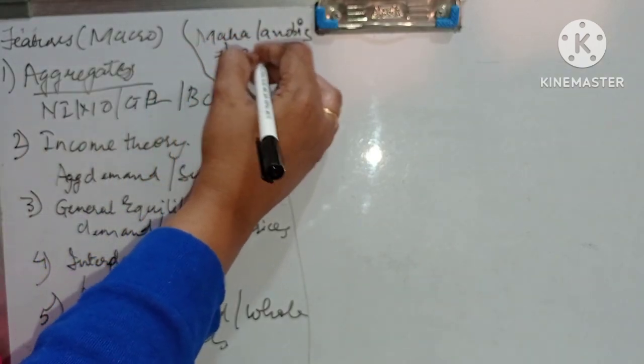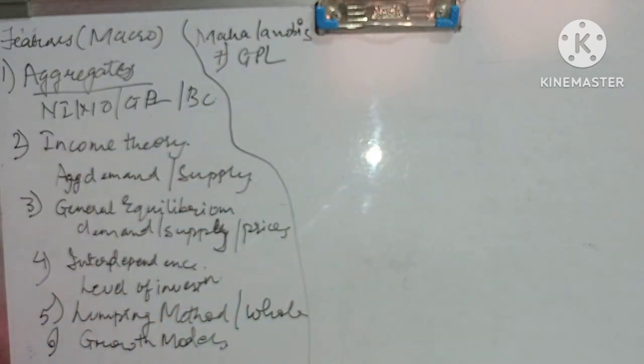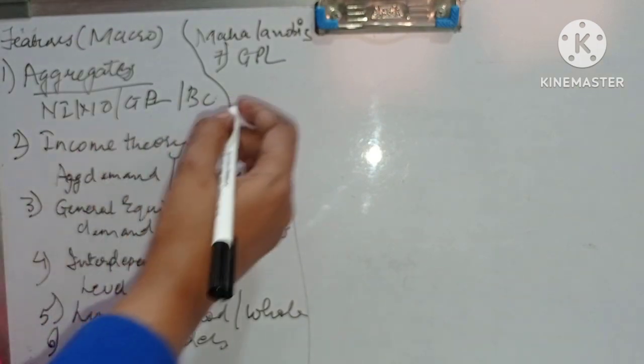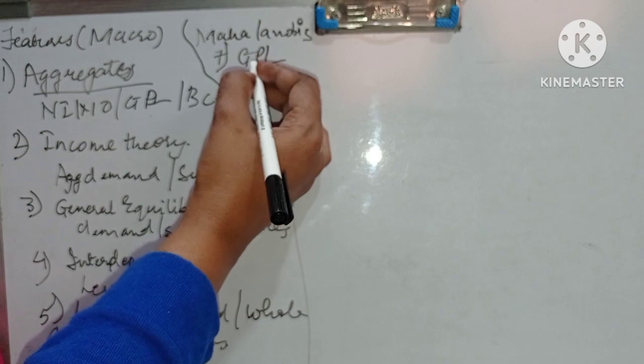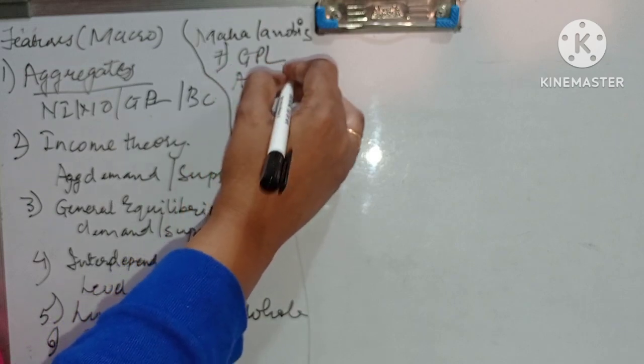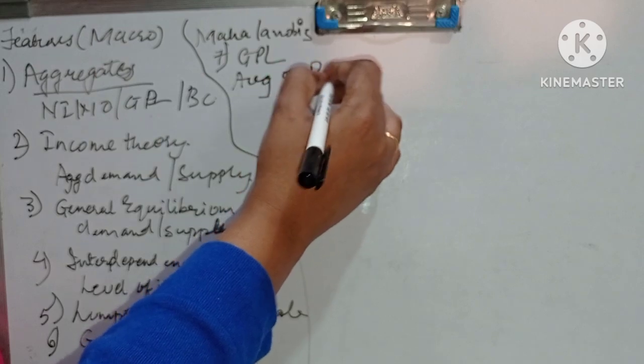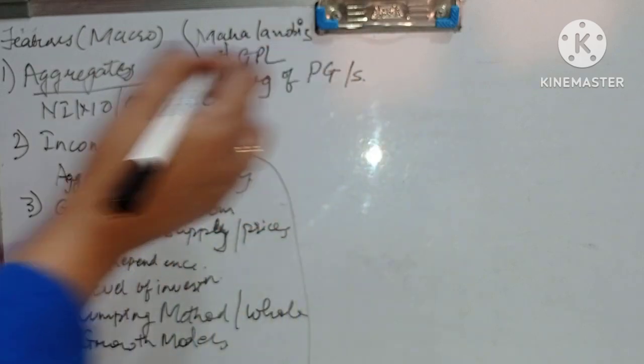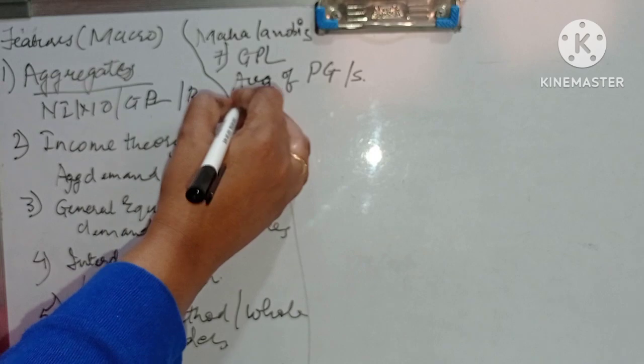Seventh is the general price level. You have to write the full form; I am just writing the short form. In the exam, you have to write the general price level. Determination and changes in price level are studied in macroeconomics. The level is the aggregate of all goods and services being produced. What does this mean? General price level is the average of all prices of goods and services produced in the economy.